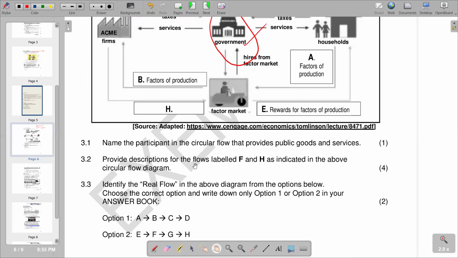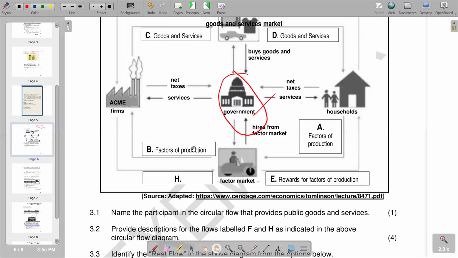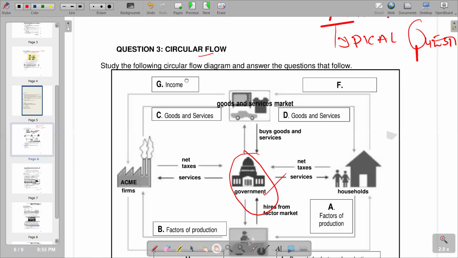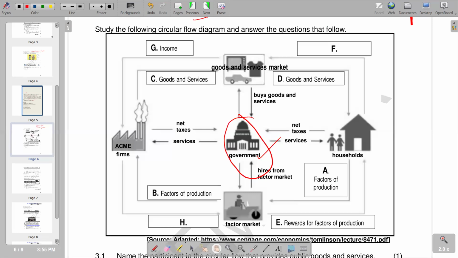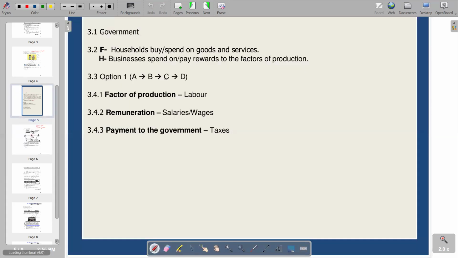Then 3.2, provide descriptions of the flows labeled F and H as indicated in the above flow diagram. So we start with F. Let's just try to indicate it as we are having our F. F is here, and we are seeing that there's an arrow which is coming from households and going to the goods and services market. So this is what we have represented by F. We have spent on goods and services. So that becomes our F.